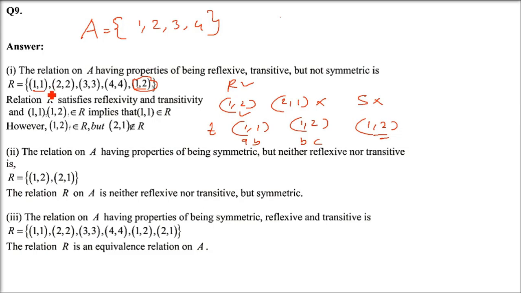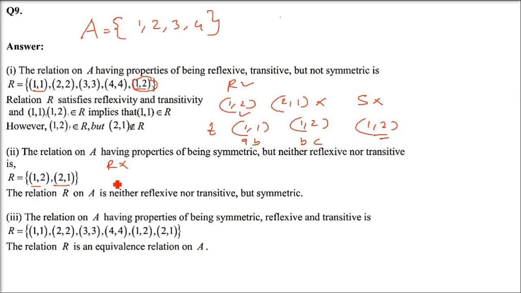Now second one we have to give symmetric, but neither reflexive nor transitive. Symmetric. So we have made (1,2) and (2,1). (1,1), (2,2), (3,3) is not there. So it is not reflexive. This is quite clear. It is not reflexive.